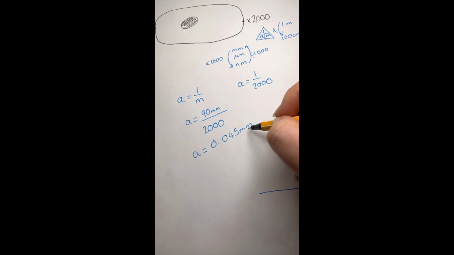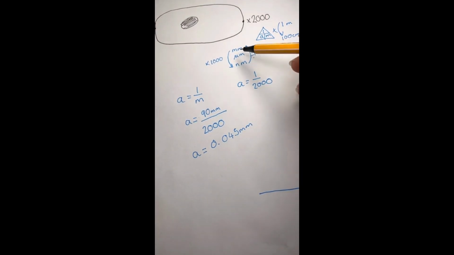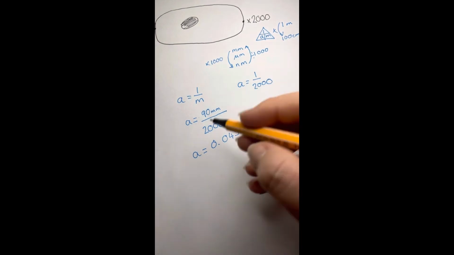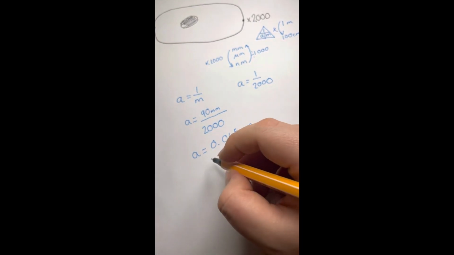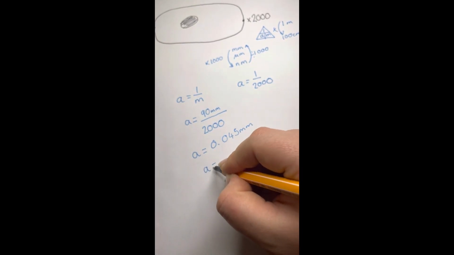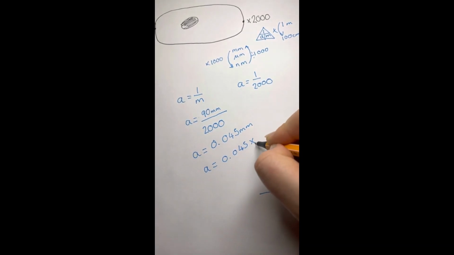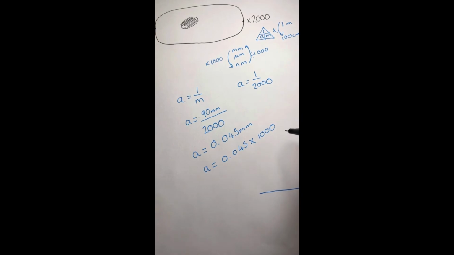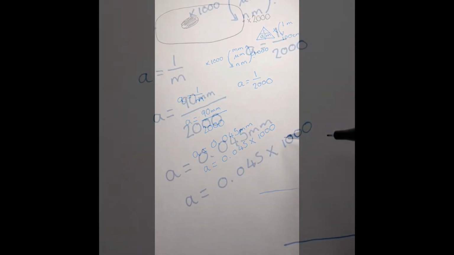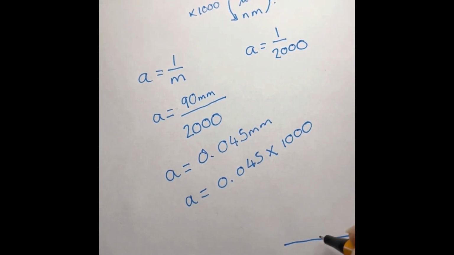Now we need to convert into micrometres. So remember, look at the top. From millimetres to micrometres, we times by 1,000. So I always do everything longhand. A equals 0.045 times 1,000. Not only does it mean you won't make a mistake, it shows the examiner you know exactly what it is you're doing. So the answer is 45 micrometres.